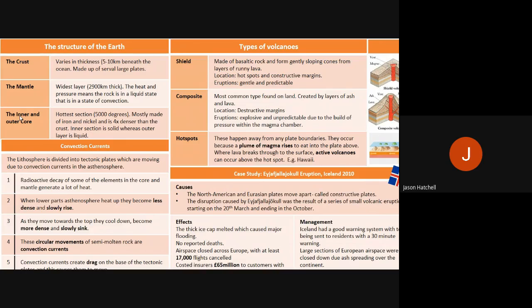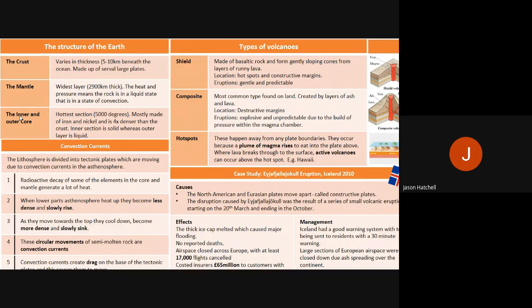And then as you go further out towards where we live on continents, you will get to the mantle. Now, the mantle is made up of what's called molten rock, and that is essentially magma. That's around 2,900 kilometers thick in total. The heat and pressure in here means that the rock becomes magma, and it's in a state of convection. Think about a radiator in a room. The heat rises, it cools when it gets to the surface, and it falls. We will look at convection currents in a minute.